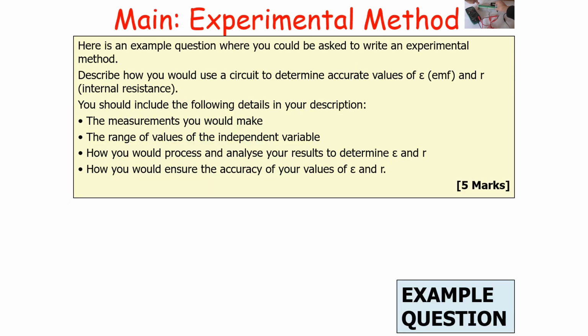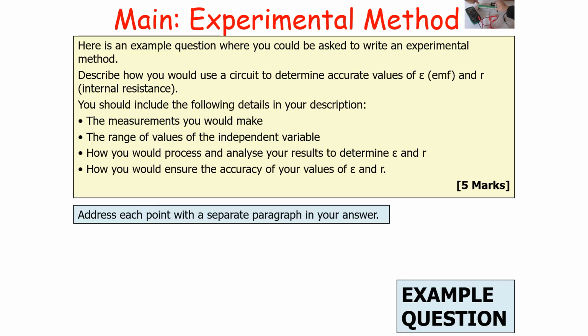So let's have a look at an example question where you could be asked to write an experimental method. So, describe how you would use a circuit to determine accurate values of EMF and internal resistance. You should include the following details in your description: the measurements you would make, the range of values of the independent variable, how you would process and analyze your results to determine EMF and internal resistance, and how you would ensure the accuracy of your values of internal resistance and EMF. So what you should be doing is addressing each point with a separate paragraph in your answer. So each of the bullet points should be answered in a separate paragraph.